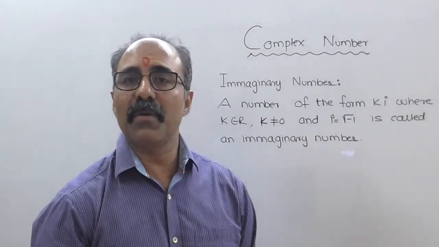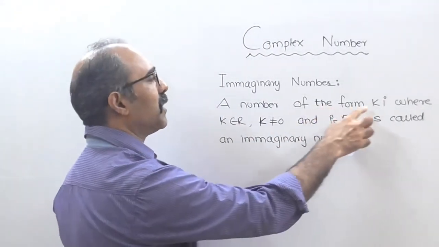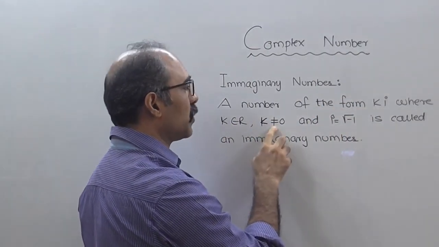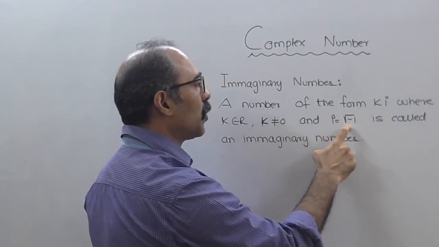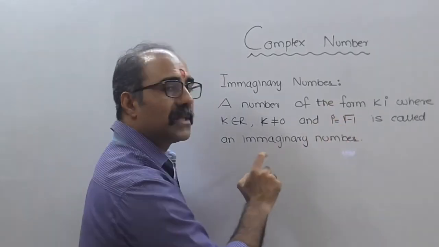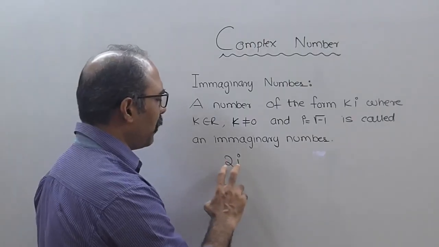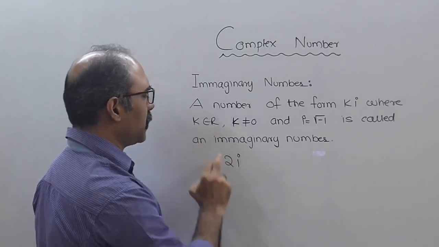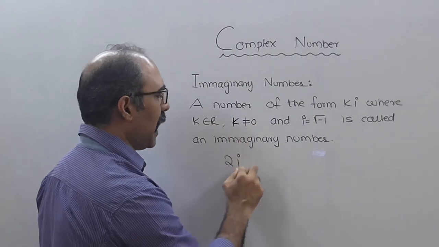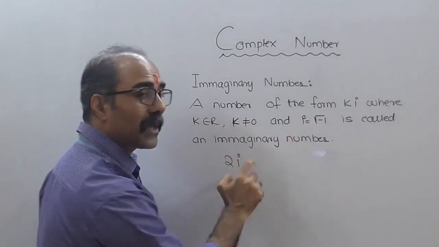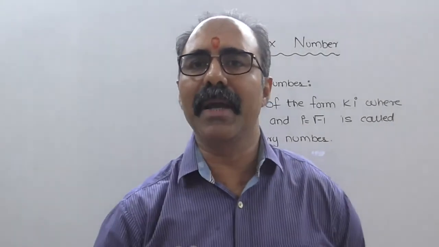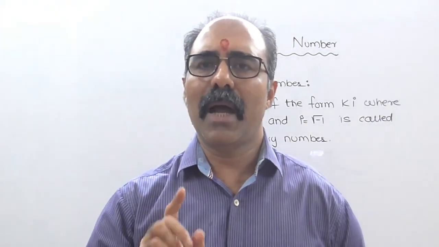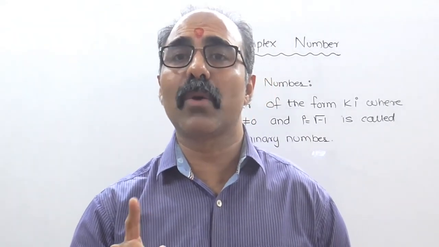Let us understand what is the meaning of imaginary number. A number in the form of ki, where k belongs to real numbers and k is not equal to 0, such that i equals root of minus 1, is called an imaginary number. Let's take an example. A number in the form of 2i, such that 2 belongs to real numbers, 2 is not equal to 0, and i is equal to root of minus 1, is called an imaginary number. You have to remember that. And one more thing you have to remember is i square equal to minus 1.